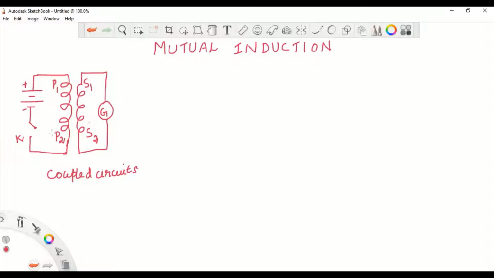Now, let's see what will happen when the key is released. The current in the primary coil begins to decrease from maximum to 0. So again what will happen? The magnetic flux linked with the primary as well as the magnetic flux linked with the secondary begins to decrease. So due to the decrease of magnetic flux linked with the secondary, an induced current is once again set up in the secondary.